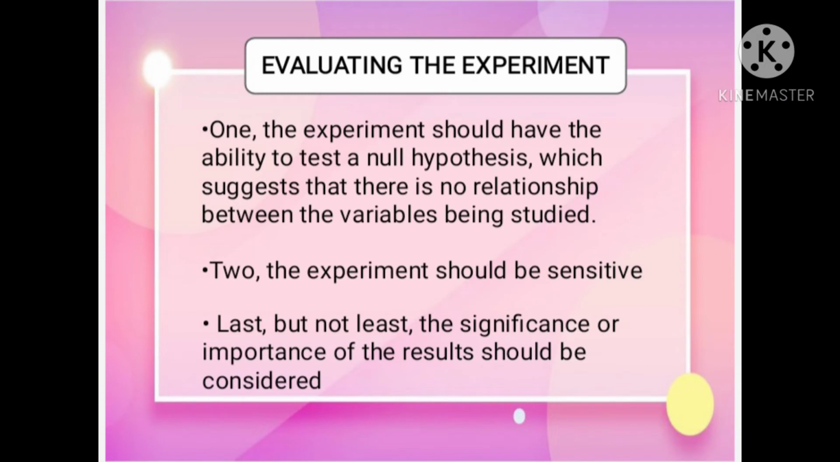In evaluating the design and results of an experiment, there are several points that the researcher should consider. 1. The experiment should have the ability to test a null hypothesis, which suggests that there is no relationship between the variables being studied. 2. The experiment should be sensitive. And last but not the least, the significance or importance of the result should be considered.